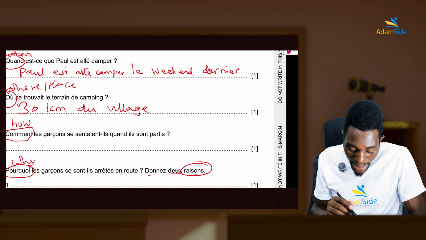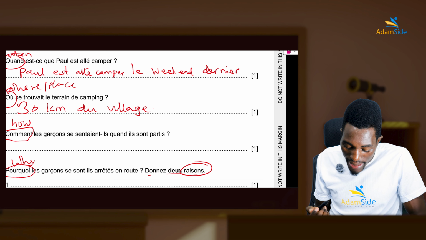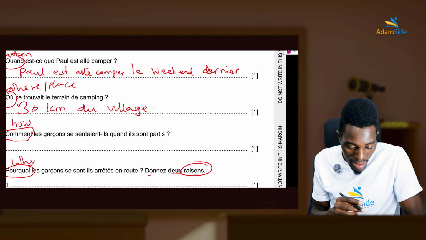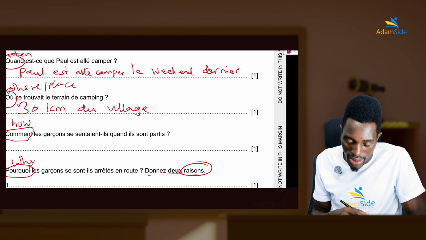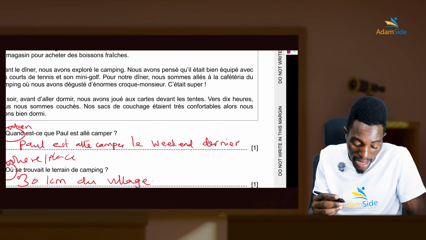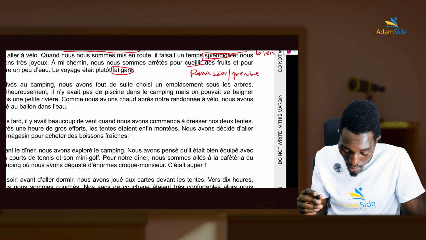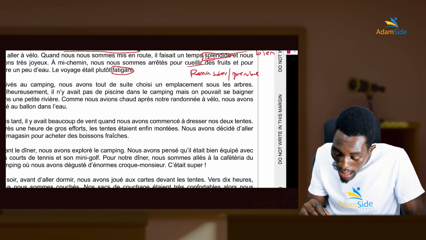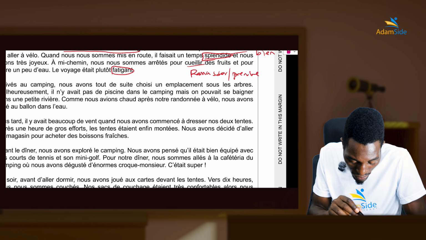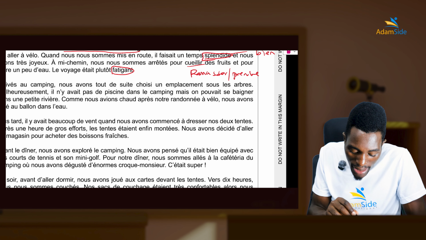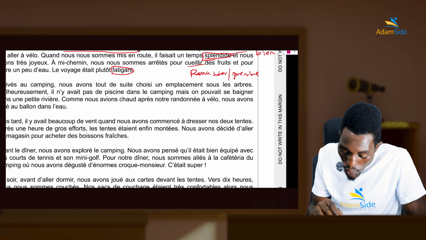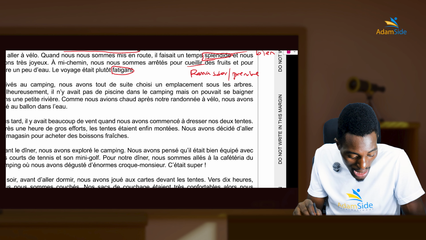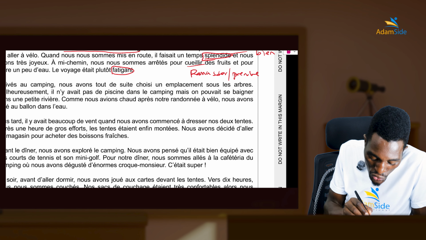How? Then comment les garçons se sentaient quand ils sont partis? How did they feel when they were leaving? So if I get back to the text, I will get an answer. Let's go and find the answer. How? Comment étaient leurs sentiments? Mais nous avons quand même décidé d'y aller en vélo. Quand nous nous sommes mis en route, il faisait un temps splendide et nous étions très joyeux.